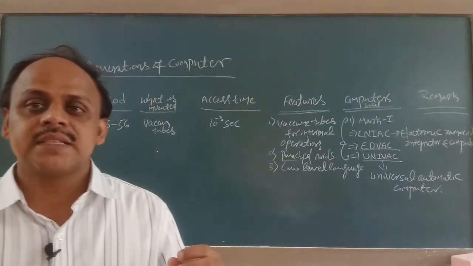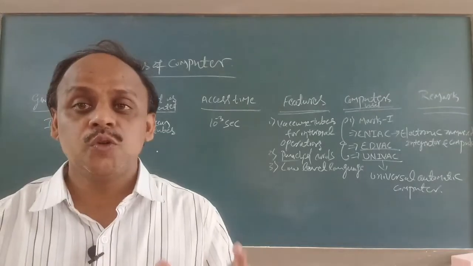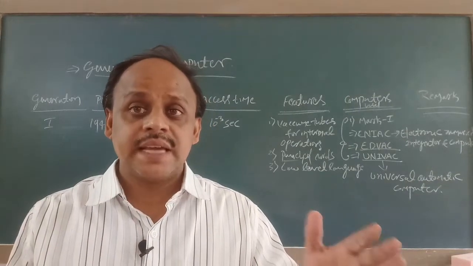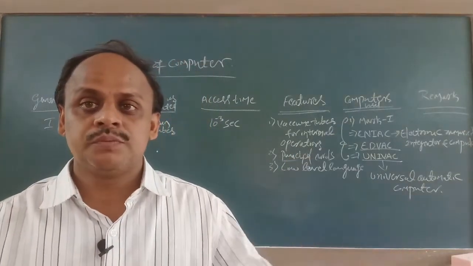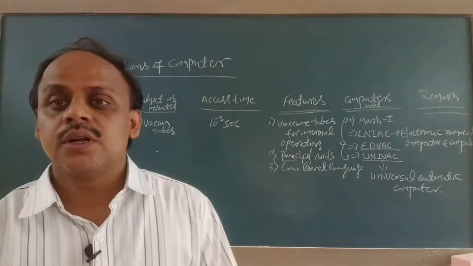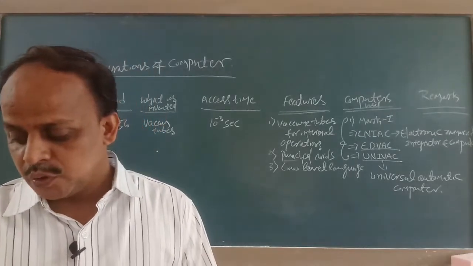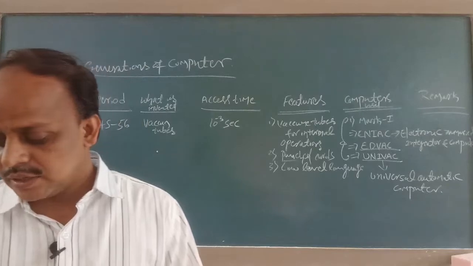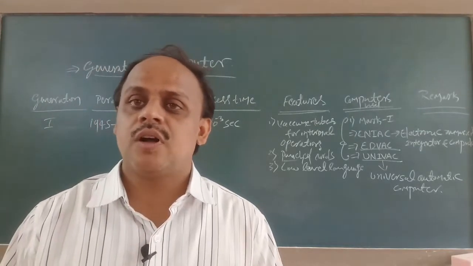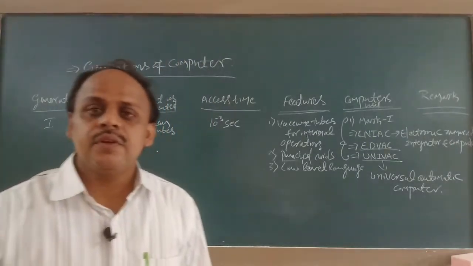So these 4 points, what are those? Require huge space, because the first generation computer size is very big, right? So we need one room. So these are the remarks. Requires a huge space, difficult to maintain due to heat generation, more power consumption and obviously more cost. So these represent information about first generation of computer.